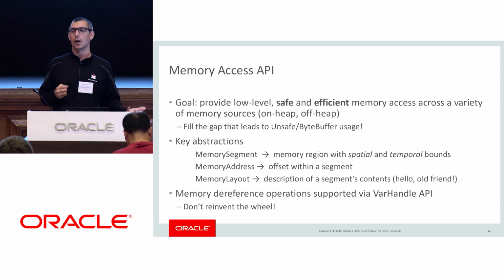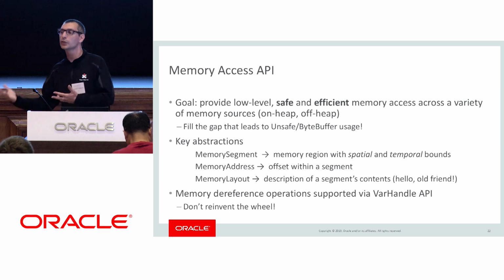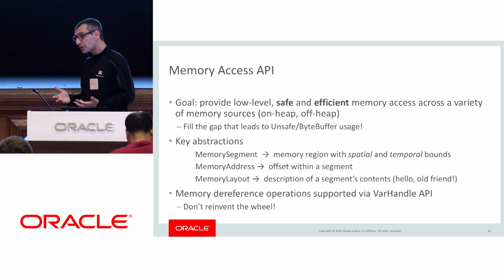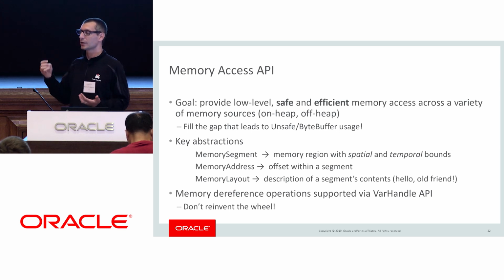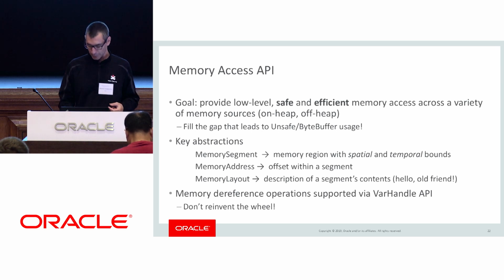And then we have memory layouts. Layouts are just the optional description of the contents of a segment. You can use them if you want. You get some benefits in doing so, and I'll try to show you what the benefits are. For dereferencing memory, we didn't invent a new API. We just rely on the VarHandle API because that has all the primitives that we want. It has support for CAS and things like that. So it's just the right API. We don't need anything better. This is a low-level memory API, so we are not trying to build a very high-level story here.